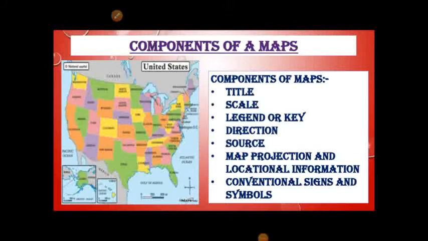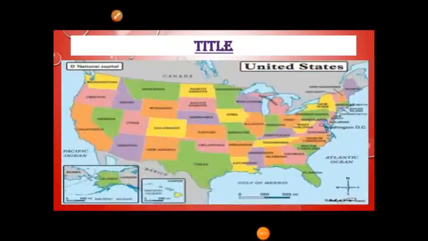Components of a map. The basic components of a map are title, scale, legend or key, direction, source, map projection and local information, and conventional signs and symbols. Title. The title tells about the content of the map and is placed mostly at the top corner or at the bottom corner of the map.